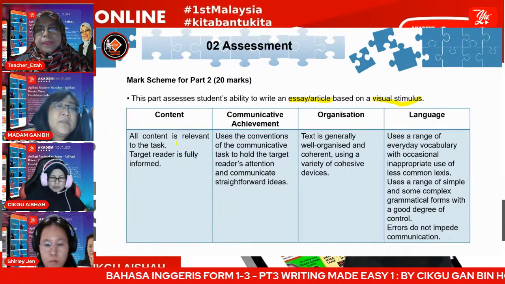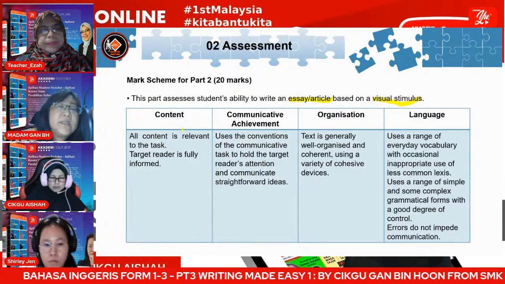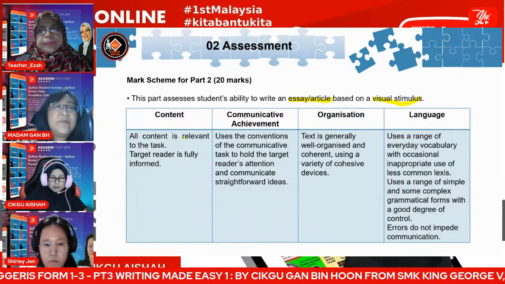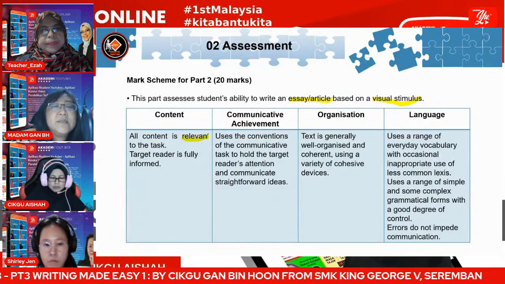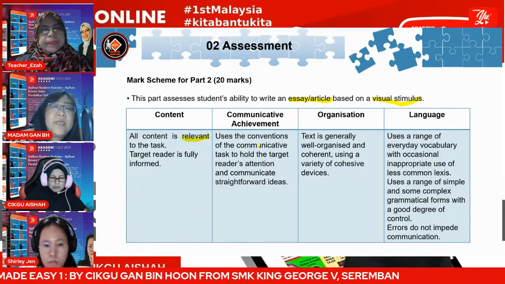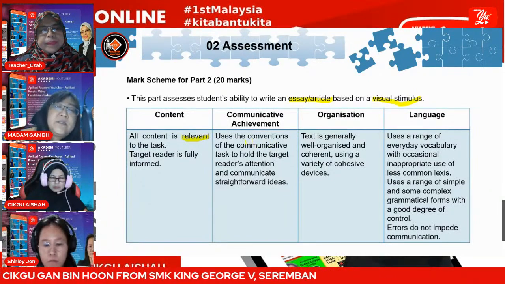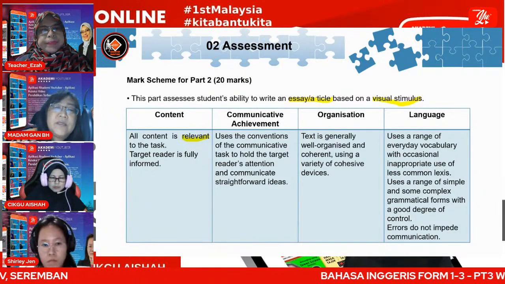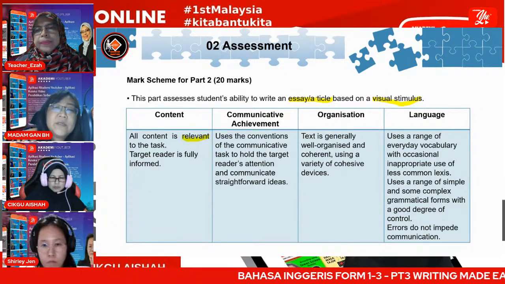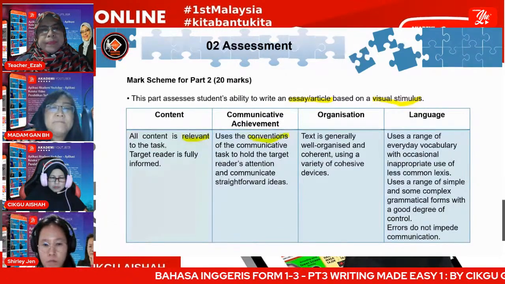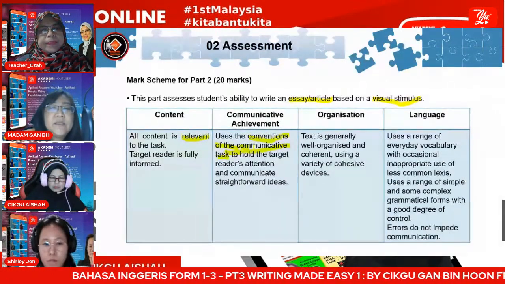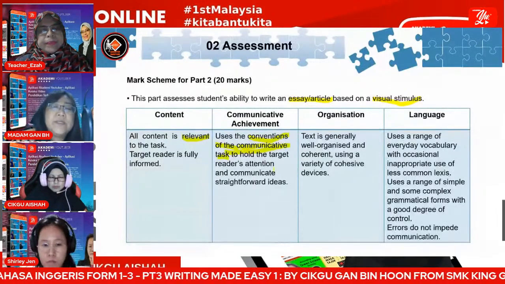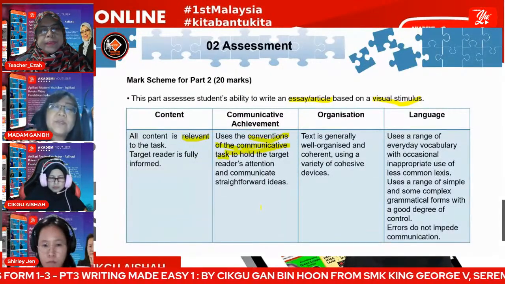Okay, so for content, how to get 5 marks? It must be relevant. Relevant means you must answer all the tasks. When a teacher or examiner reads, he or she knows that this is an article. That is called the conventions or the communicative tasks, whether it is an article or a story. So you must be very clear with the instructions.